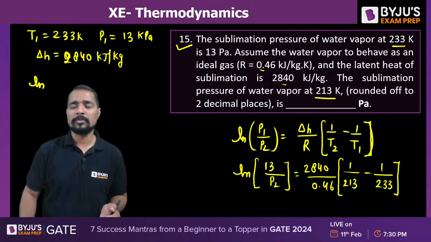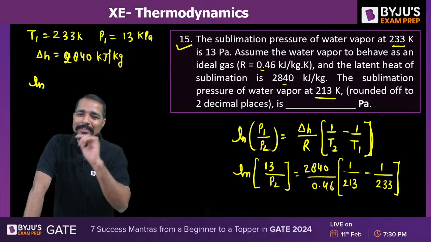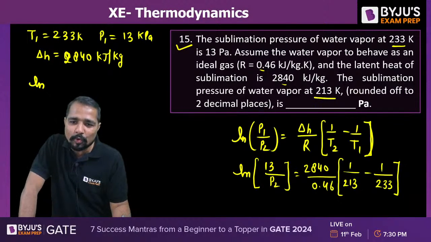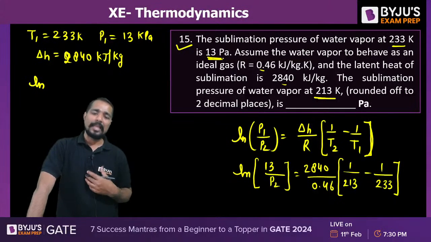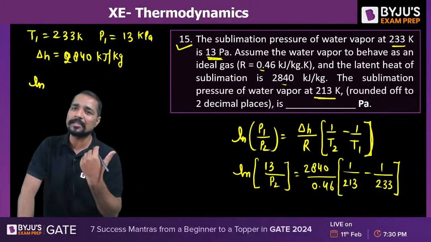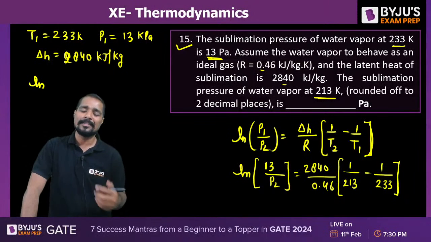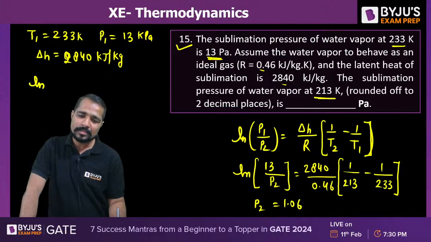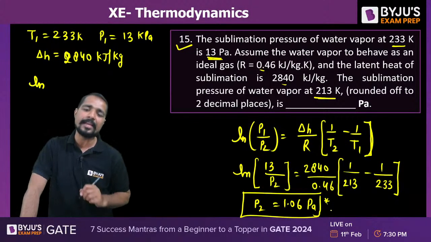No, not a right answer. You have taken something wrong. Reason, do you know? If the temperature is 213, then definitely the pressure must be less than 13. If the pressure is increasing, then the saturation temperature will also increase. Now, in this case, when you solve, we'll get the value of P2 equal to 1.06, if I'm not wrong, in Pascal. Just check it. I think you have made some calculation mistake.